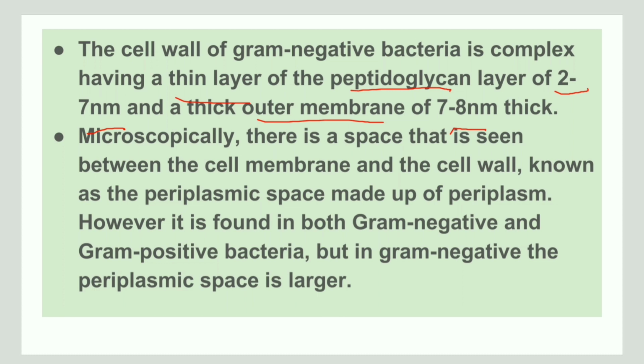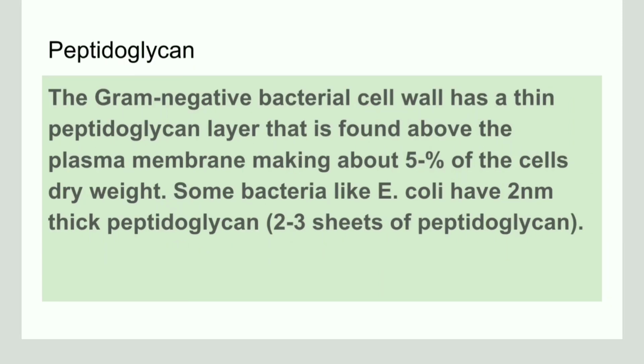There is another space between the cell membrane and the cell wall, and this is called the periplasmic space, made up of periplasm. This layer is also seen in a gram-positive bacteria, whereas in a gram-negative bacteria this is much larger than in a gram-positive bacteria. The peptidoglycan layer in a gram-negative bacteria is thin, and this layer is found above the plasma membrane, and this occupies 5% of the cell dry weight. In some bacteria like E. coli, the peptidoglycan is 2 nanometers thick.